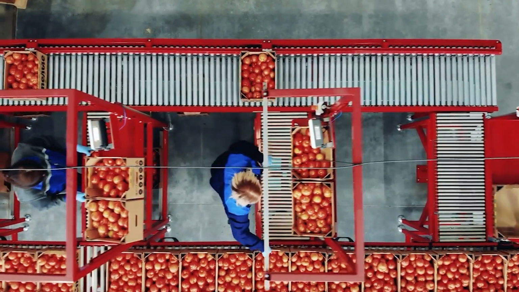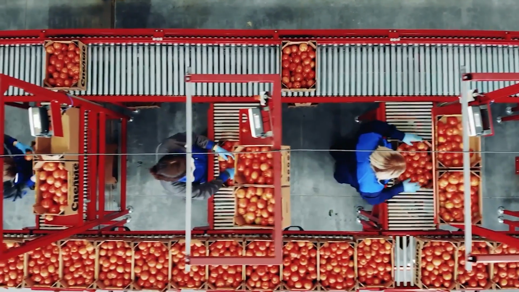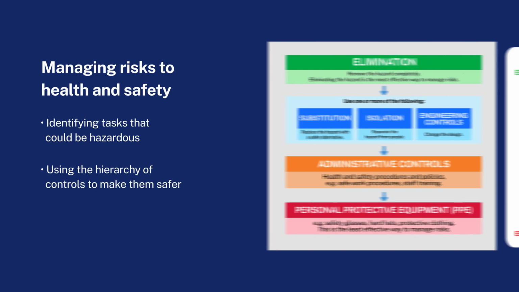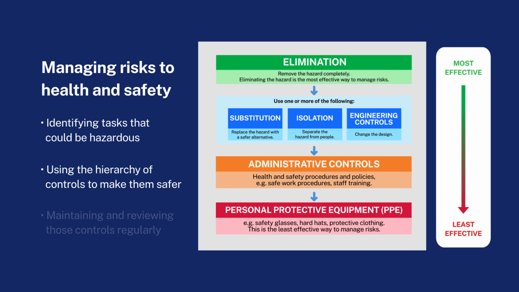The most common causes of MSDs are hazardous manual tasks, followed by environmental factors such as slips, trips, and falls on the same level. First, let's look at what the work health and safety laws say about hazardous manual tasks. Businesses must manage risks that can make a task hazardous, such as high or sudden forces. You must manage them the same way you manage other risks in work health and safety by identifying tasks that could be hazardous, using the hierarchy of controls to make them safer, and then maintaining and reviewing those controls regularly.